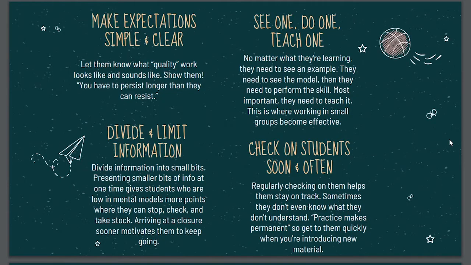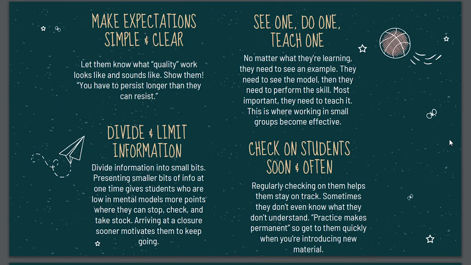The next really strong suggestion I would make is to divide and limit information. So you want to divide information into smaller pieces, presenting these small pieces one at a time to give students who are low in mental models more points where they can stop, check, and take stock. So much of what happens for kids, especially when they're younger, is they start to lose confidence in their abilities. But if you can give them points where they can stop and check and go back and see where their work is right or wrong, that's really important for them to feel like they can be engaged in success.